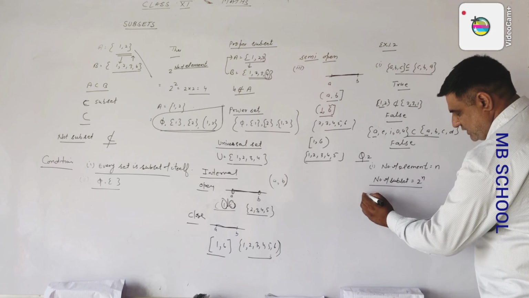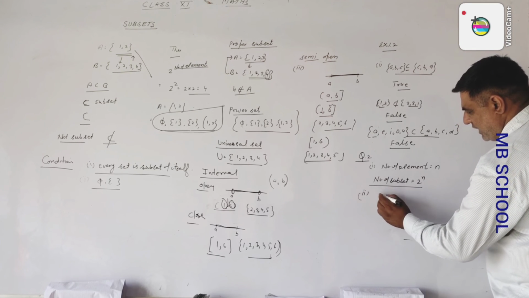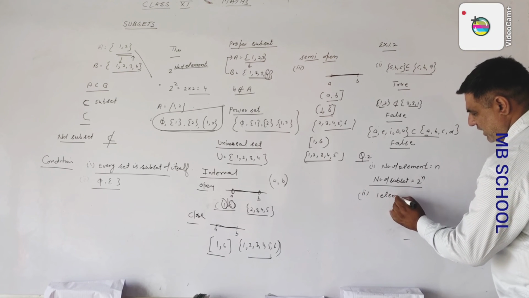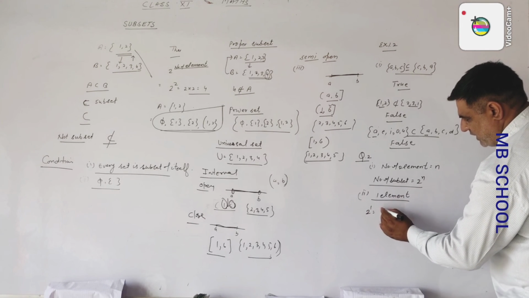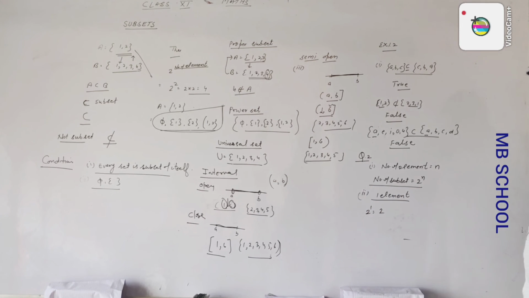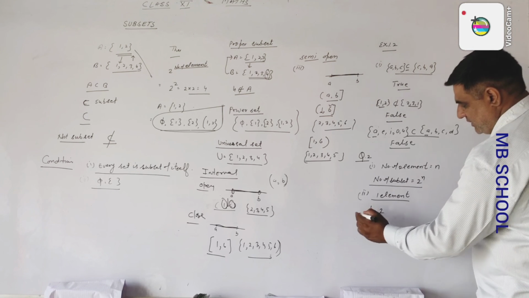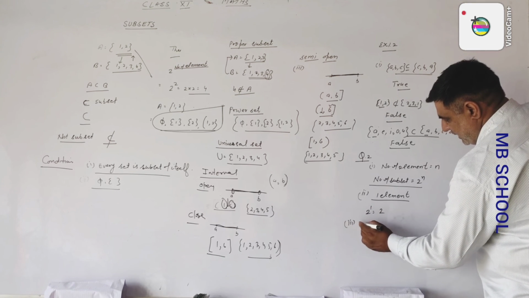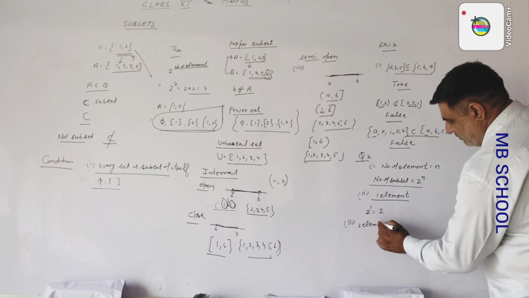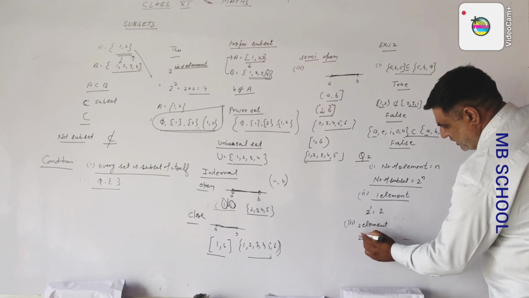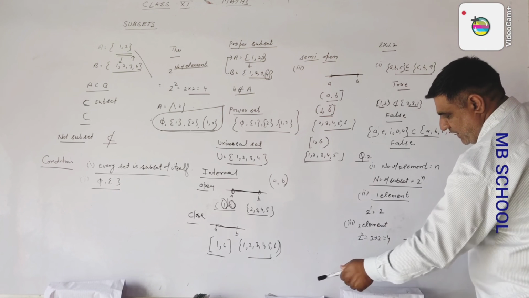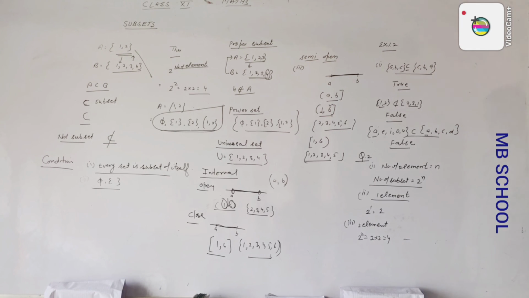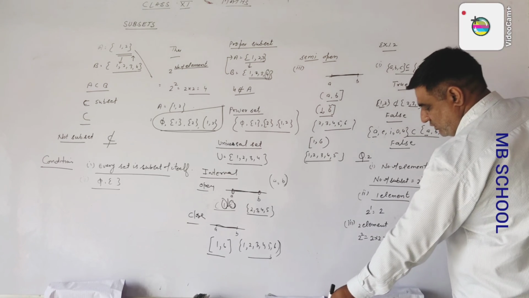Second part: if we are given one element, then the number of subsets is 2 to the power 1, it means 2. Next part is 2 elements, then the number of subsets is 2 to the power 2, it means 2 times 2, we get 4. And next is 3 elements, it means 2 to the power 3, we get 8 subsets of this.